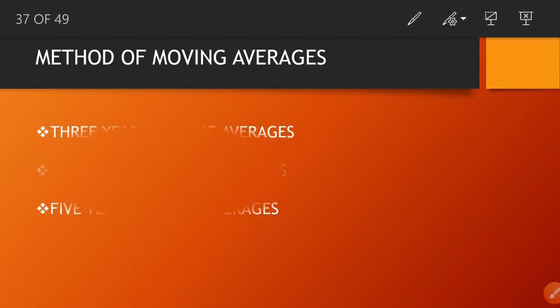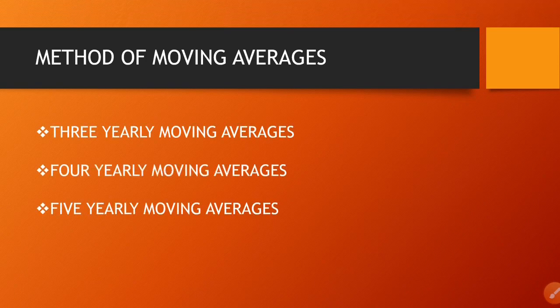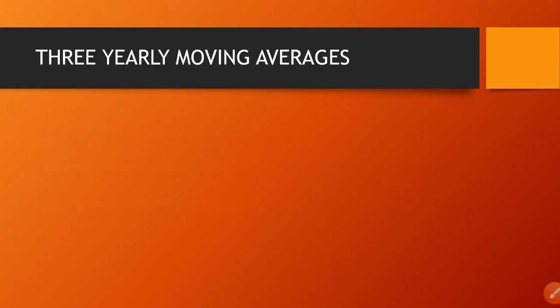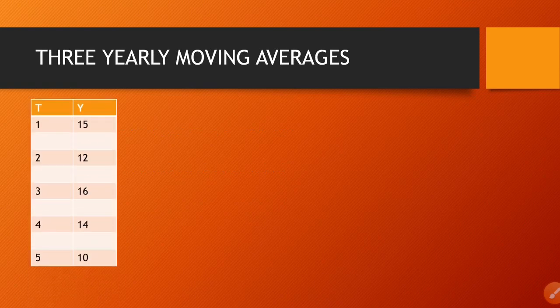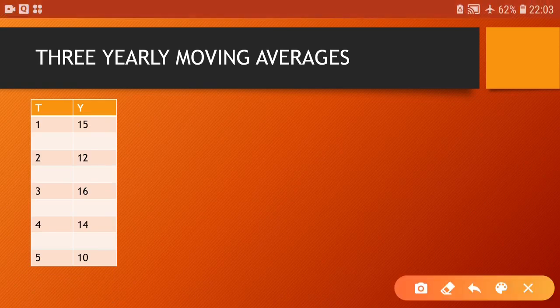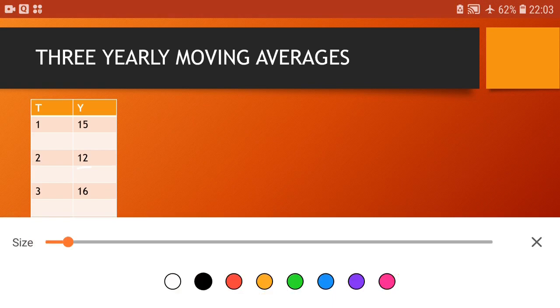In moving average there are a total of 3 averages: 3 yearly moving average, 4 yearly moving average, and 5 yearly moving average. We started the topic of 3 yearly moving average. I hope you all remember. I told you that you have to consider only y. In y, you have to take the digit itself. Say for example, you are taking 12.